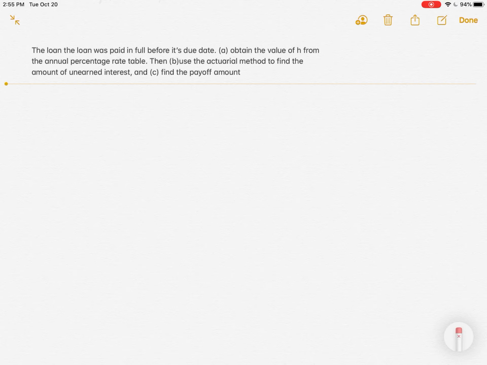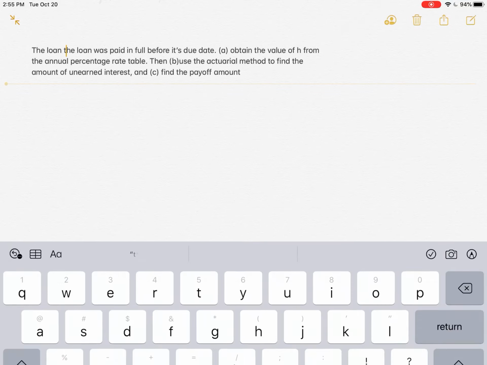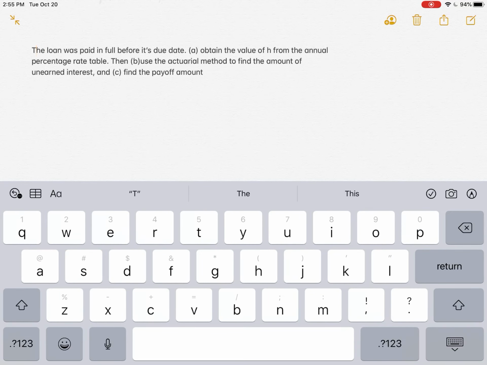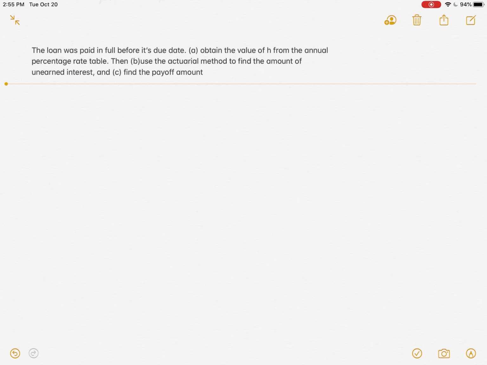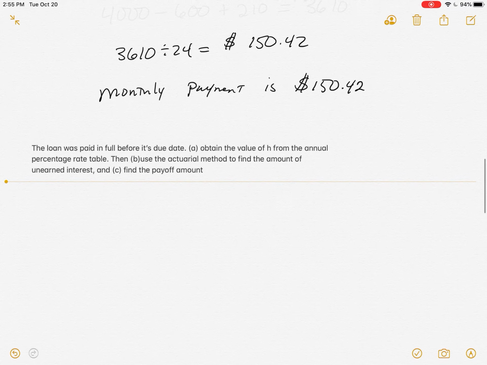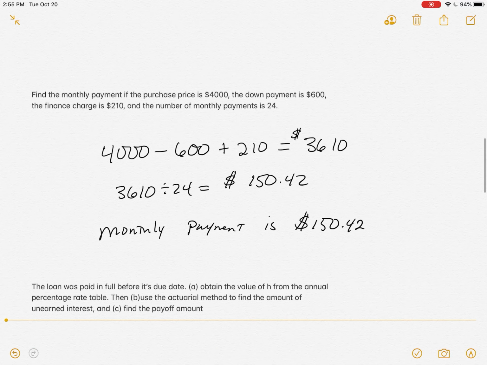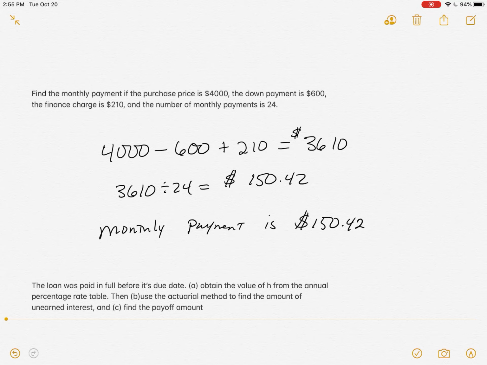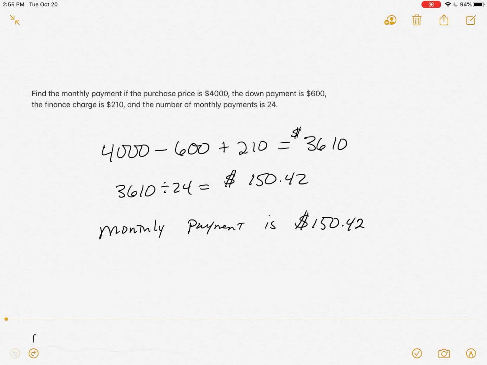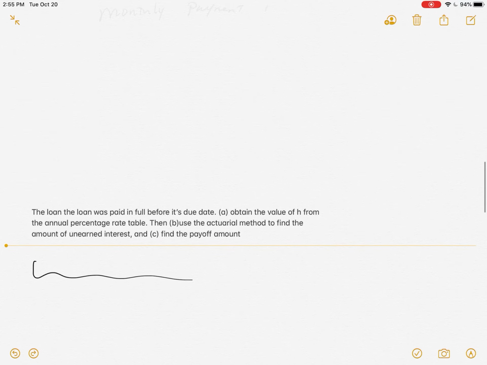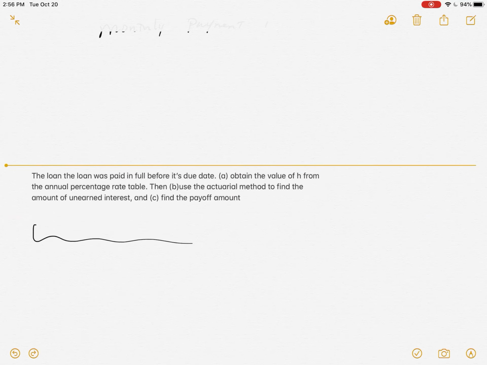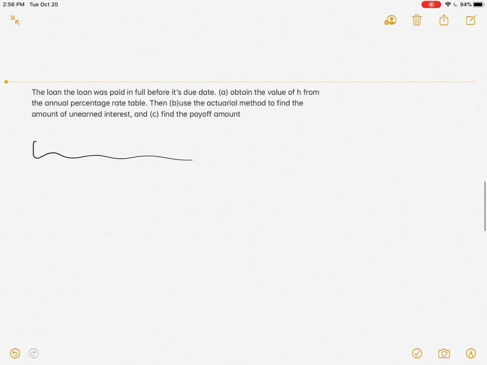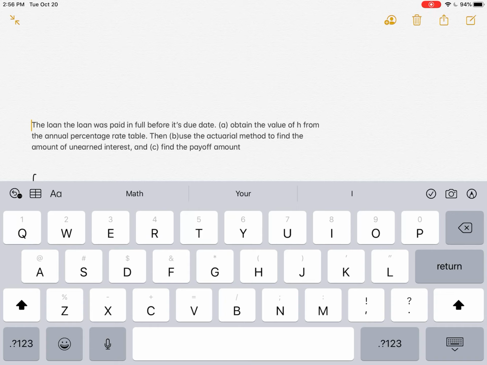So in this problem, we have a loan was paid in full before its due date. Let me get rid of the duplicity there. A loan was paid in full before its due date. Obtain the value of H from the annual percentage rate table, then use the actual method to find the unearned interest. Oh, it looks like I'm missing some information here. Let me see what I'm missing. I think at some point I might have gotten rid of part of that problem. So let me see if I can find it, sorry for your time here.